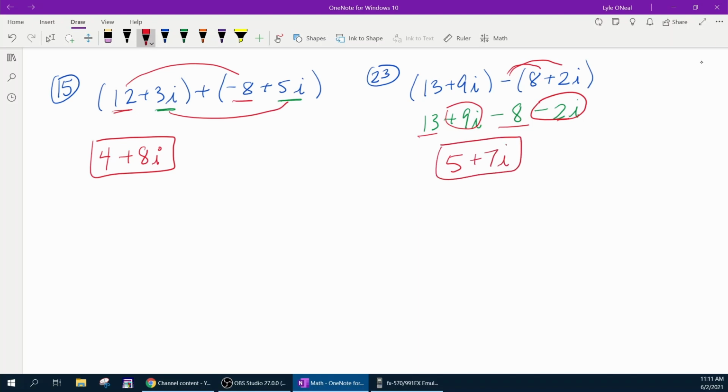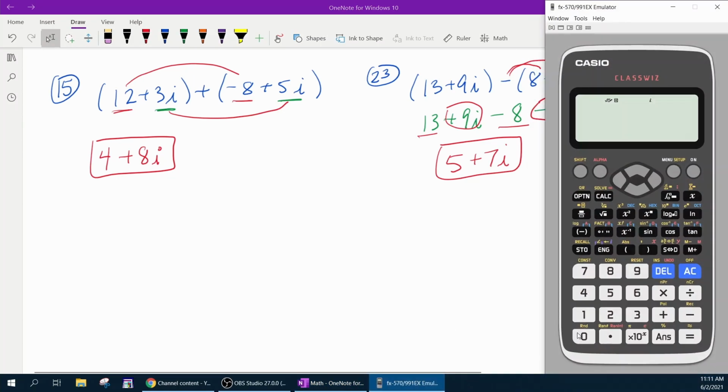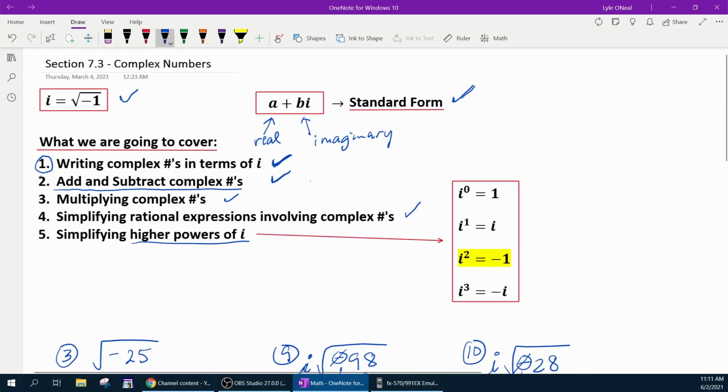And again, if you want to check that with the calculator, that is super easy. Just go to the ClassWiz and type the problem in. 13 plus 9i, the ENG button, remember, is i, minus 8 plus 2i, 5 plus 7i. Bam. And again, if you're keeping score, that is the second objective done: add and subtract complex numbers.